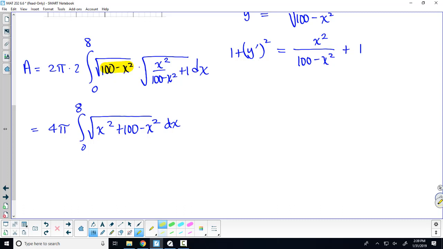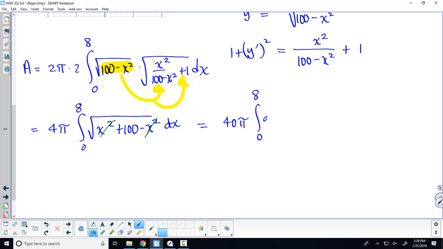This gets distributed to both. It gets distributed to this, and it gets distributed to that. And when it gets distributed to the first thing, it just leaves an x squared distributed to 1. The whole thing is still there. But then it simplifies really nicely. Those x squareds disappear. So we get 10 times 4, so we get 40 pi.